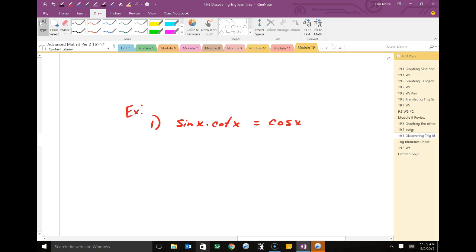So what I'm going to do is manipulate one side. I'm going to start by working with the left-hand side. It is usually easier to take more stuff and condense it into less stuff. So I'm going to choose the left-hand side to manipulate. I have a sine and a cotangent. Can anybody give me an identity that I can replace the sine with or the cotangent with, knowing that I'm trying to get to a cosine? Can I somehow manipulate one of those? What do you think?